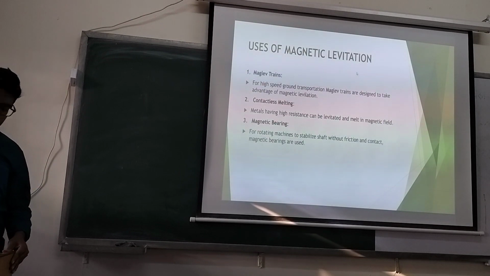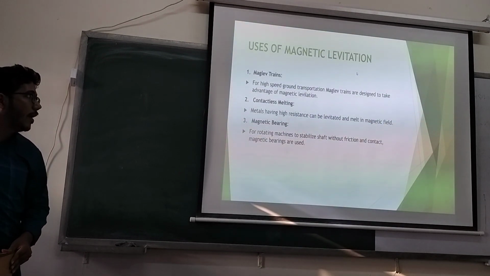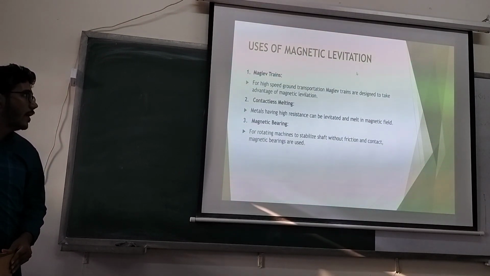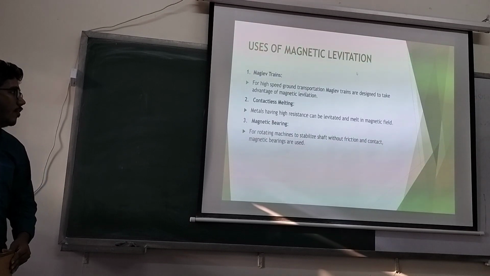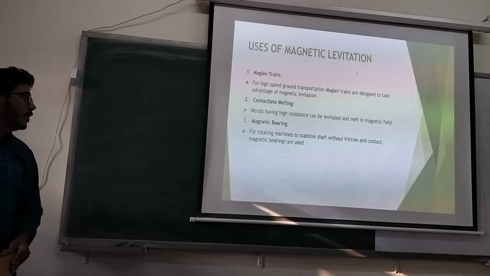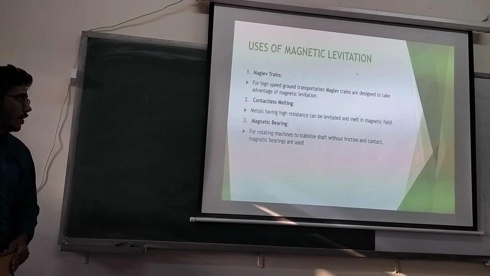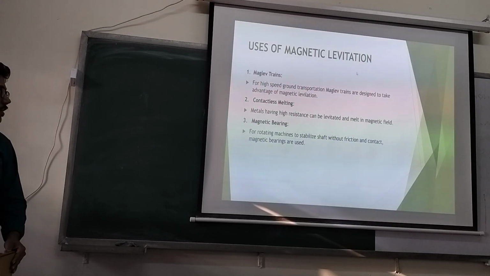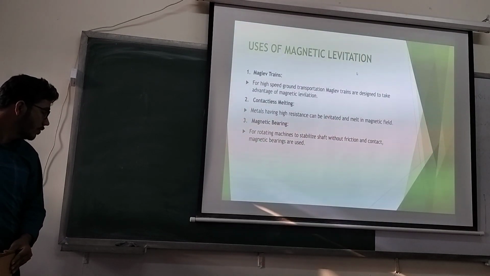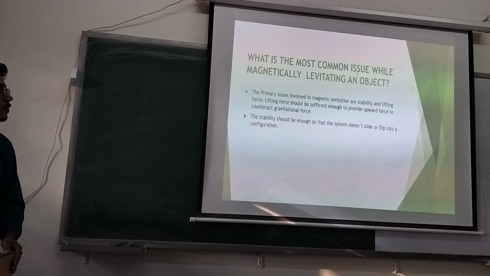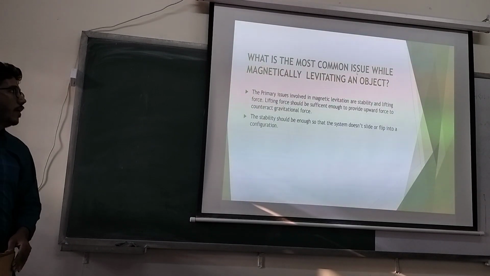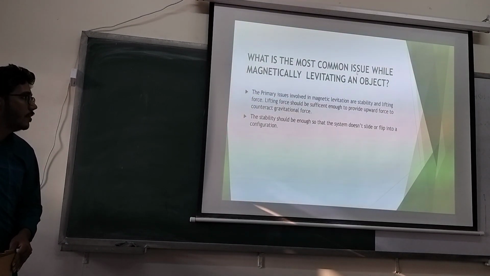So, what are the uses of magnetic levitation? The first and most important use is in maglev trains. For high-speed ground transportation, maglev trains are designed to take advantage of magnetic levitation. Second is contactless melting. Metals having high resistance can be levitated and melted in a magnetic field. Then magnetic bearings are used for rotating machines to stabilize the shaft without friction and contact.